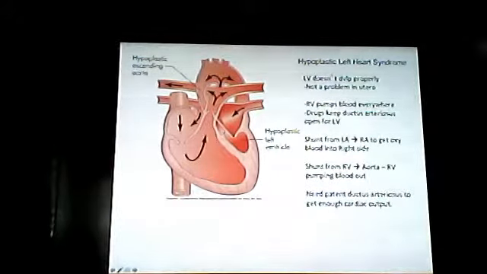So the hyperplasia is in the right side, hypoplasia is in the left side, and then you want to get blood out to the whole system from the right side. So the left side has to give oxygen to the right side, which has to feed the body. The left ventricle is kind of out of the picture because it wasn't developed properly.